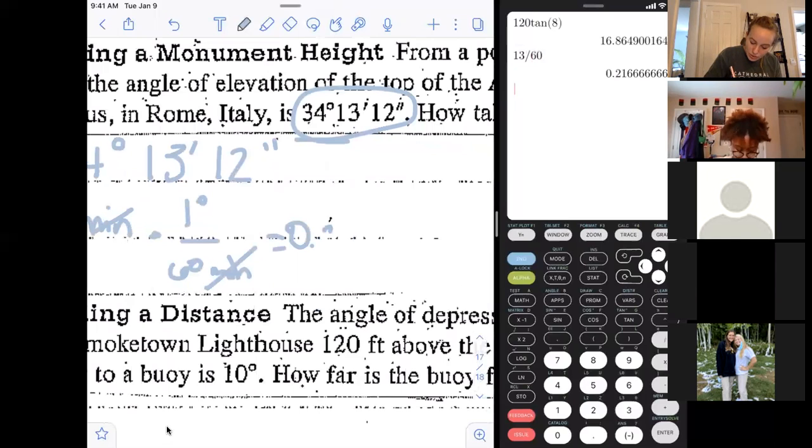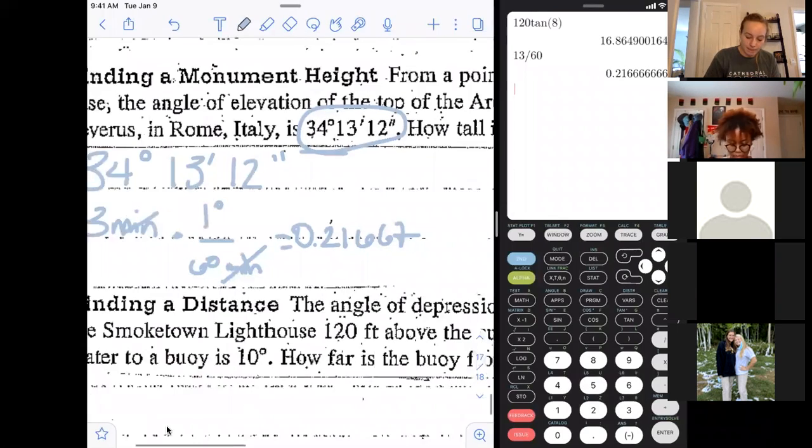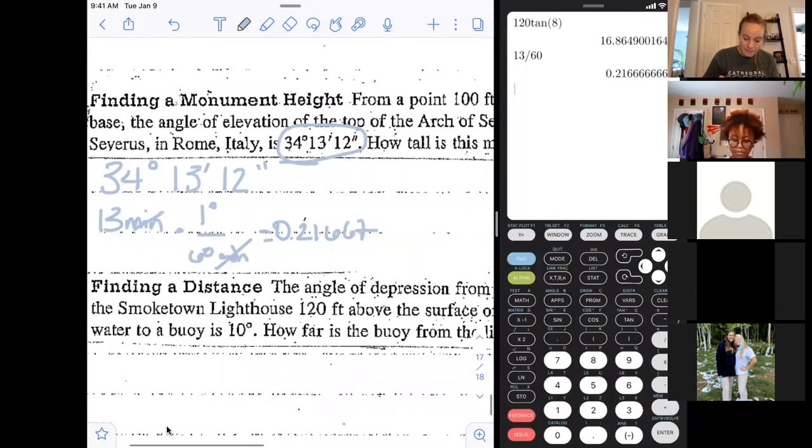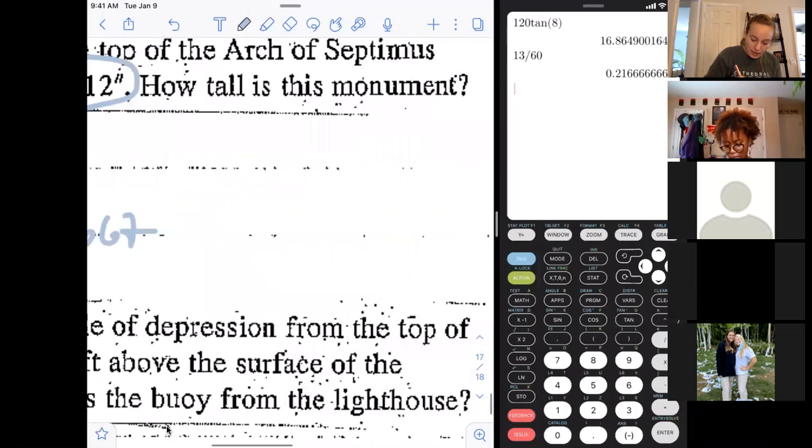So it's going to be 0.216667. Don't round too close right now. You're going to see in a second that it'll work out nicely. And even if it doesn't work out nicely, try and hold as many places after the decimal as you can, and then at the very end, we'll cut it short. But this is actually going to work out nicely.